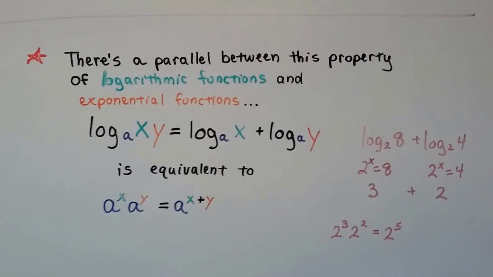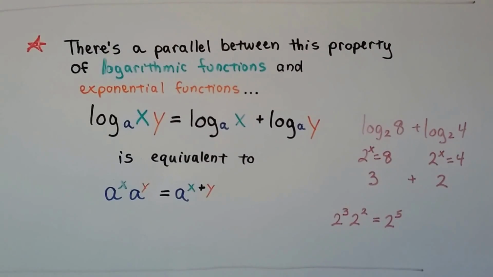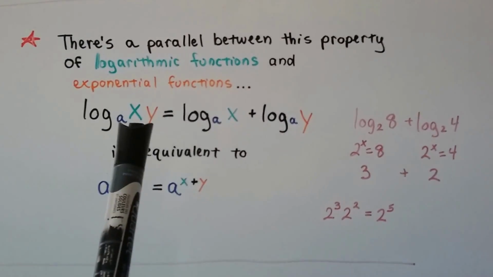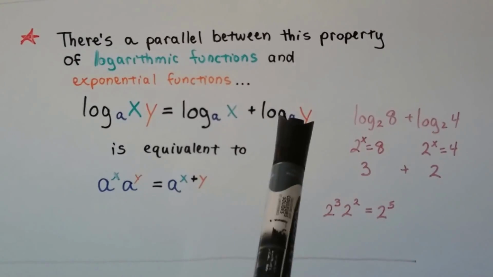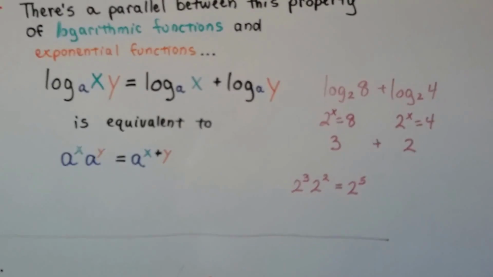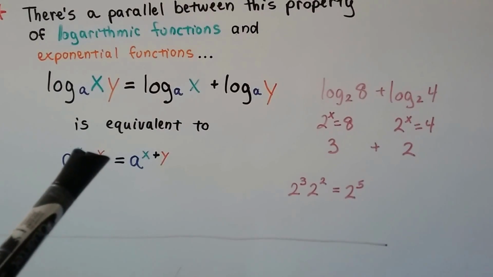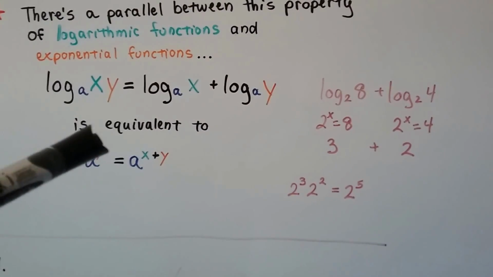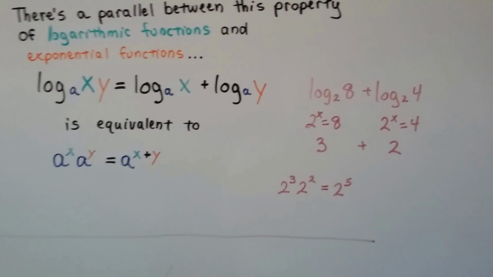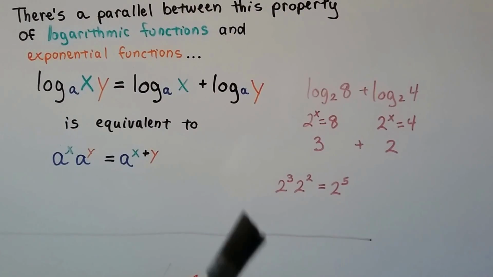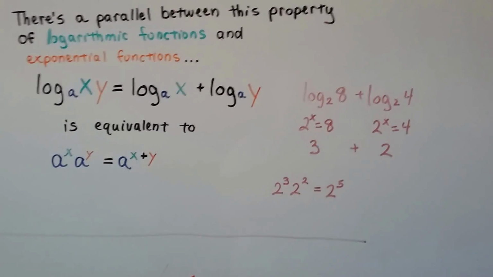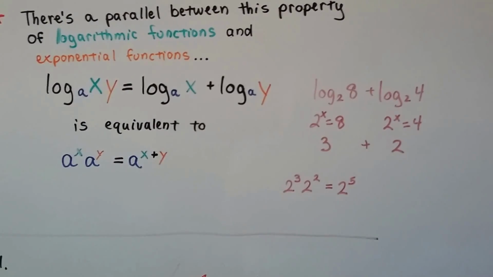Now, there's a parallel between this property of logarithm functions and exponential functions. If we have log base A of x times y, it's going to equal the sum of those factors, log base A of x plus log base A of y. And if we plug in an 8 for x and a 4 for y, we're going to get a 3 plus 2, aren't we? Well, if we put this 3 and the 2 here, we'd have a to the 3rd power and a to the 2nd power. That would be a to the 3 plus 2. That would give us a to the 5th, see? If we put our base 2 here as a, it would still be 2 to the 5th power, just like this would be 5, see?